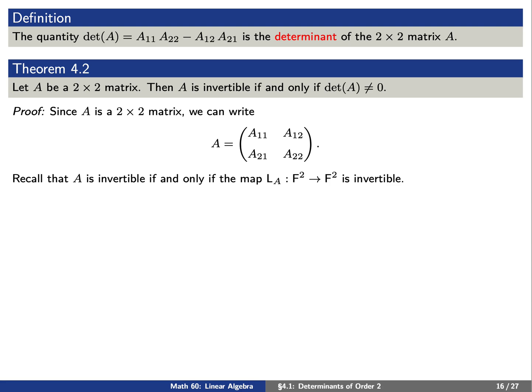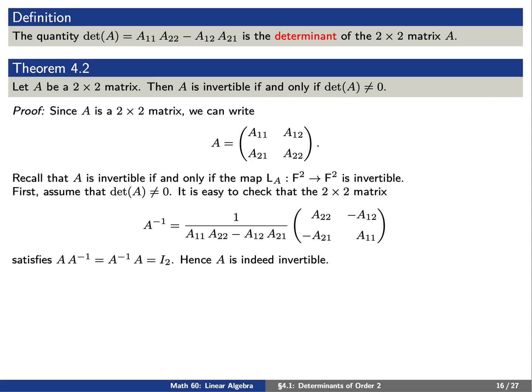Recall that, by definition, our matrix is invertible if and only if the left multiplication by A map is an invertible linear transformation. Let's first assume that the determinant is non-zero. It is easy to check that the 2 by 2 matrix you see on your screen is the inverse of our matrix A, because A times the matrix, and this matrix times A, is the 2 by 2 identity matrix. This means that if the determinant is non-zero, then our 2 by 2 matrix A is indeed invertible.